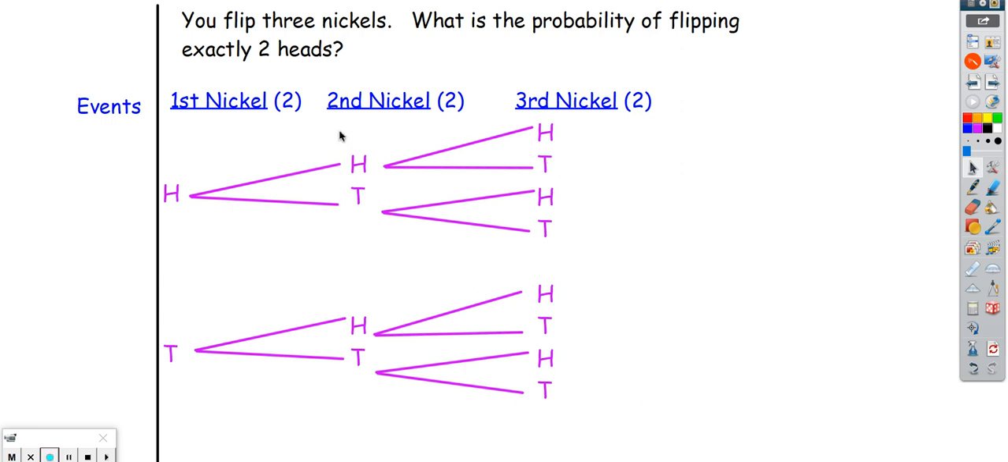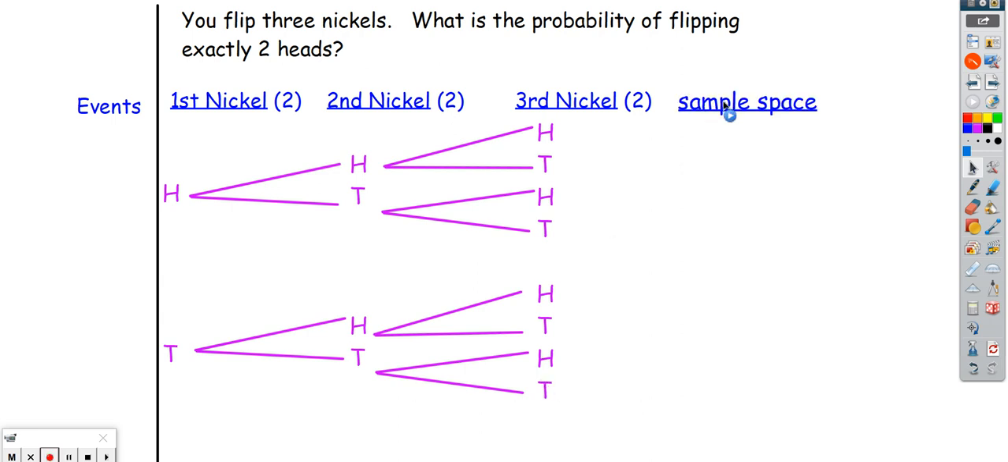Now let's go back up. We know in our sample space, we're going to have 2 times 2, which is 4, times 2. We should have 8 different combinations in our sample space. And you can see there are 8 different things here underneath the last event on our tree diagram. Okay, let's make our sample space.